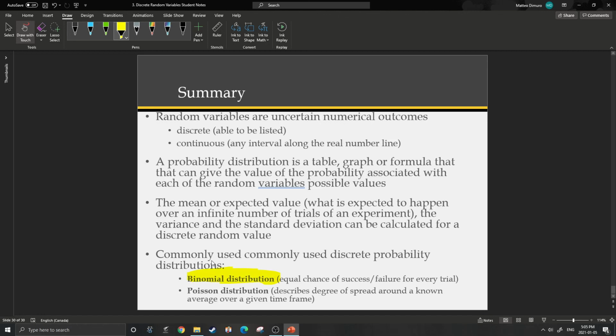Check the homework for a question on this. Definitely get familiar with the binomial distribution. Today we did the discrete version of it. In the future, we'll be looking at what happens when a binomial distribution is continuous. And that's going to bring in Z-scores.